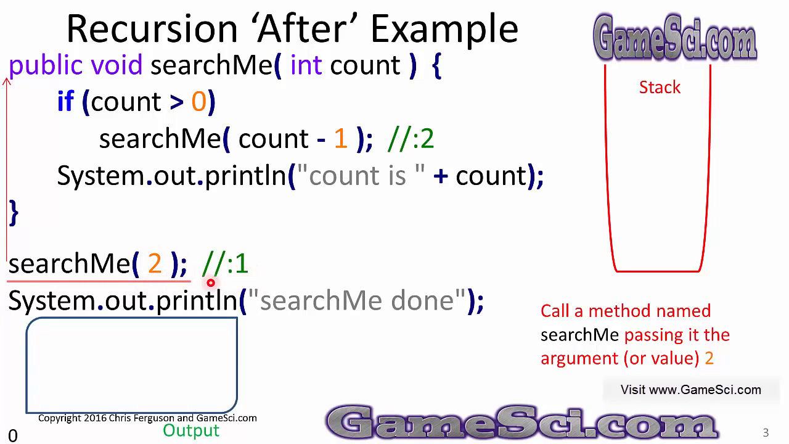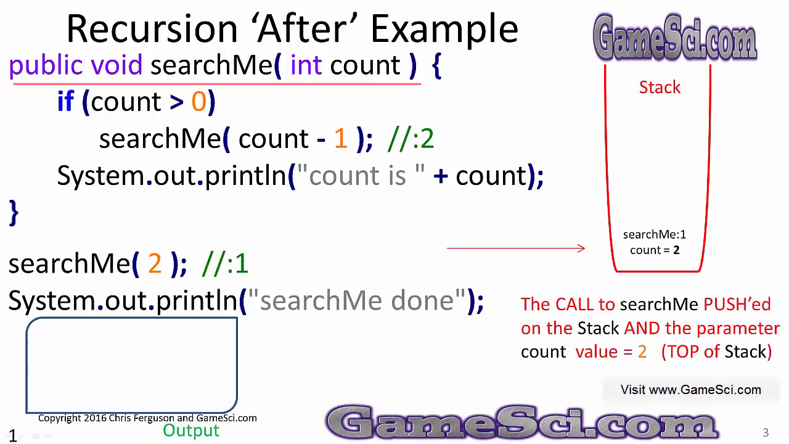Also, I'm going to keep track of which calls are which. See this //:1? Think of that as the address, or which call to SearchMe executes. We've called SearchMe, so we're up here to execute the first line of code. What happens when we execute the first line of a recursive method? It gets pushed onto the stack. So the :1 here is to say it's this call to SearchMe that called SearchMe. The parameter or argument is 2. So you can see count is set to 2 on the stack.